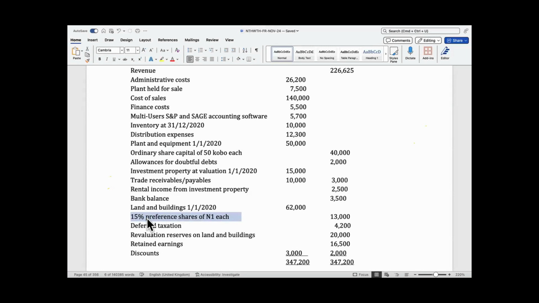So you will find out that all through our study, I will always treat these preference shares as a non-current liability, and the yearly interest, I treat it as finance cost. Finance cost. You see.